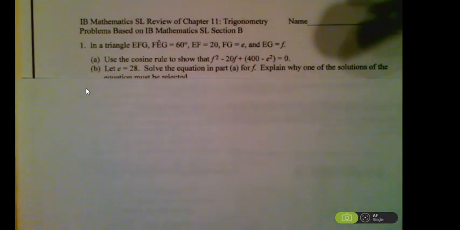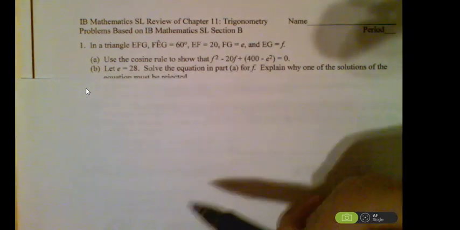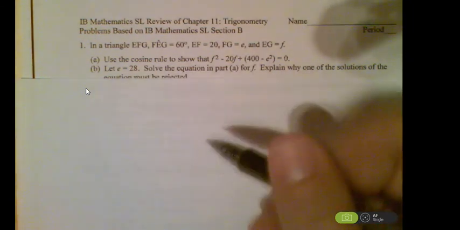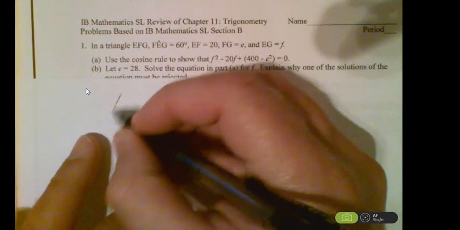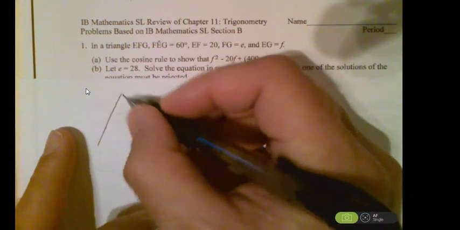All right, taking a look at worksheet B for chapter 11. I'm going to be going through numbers 1 to 3. So starting out with number 1, we're given a triangle, some given information. So obviously good to give yourself a drawing for something like this. So just give ourselves a drawing of any triangle.